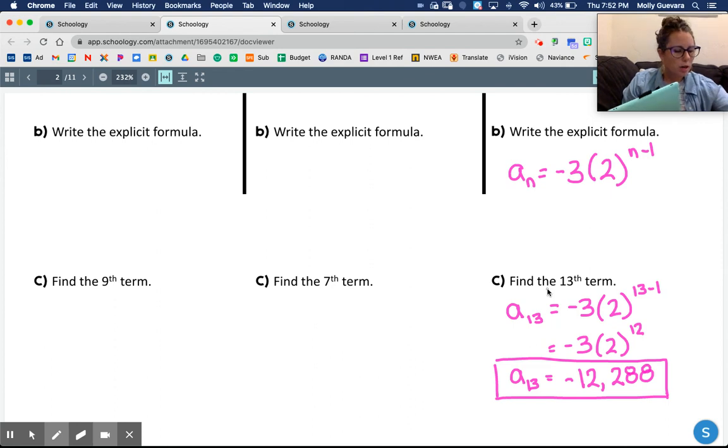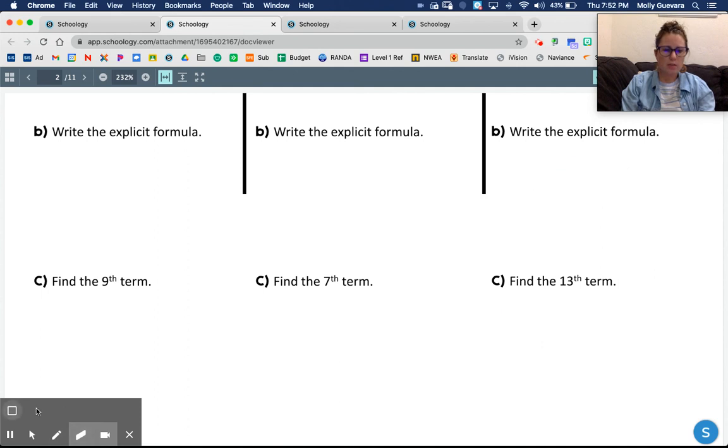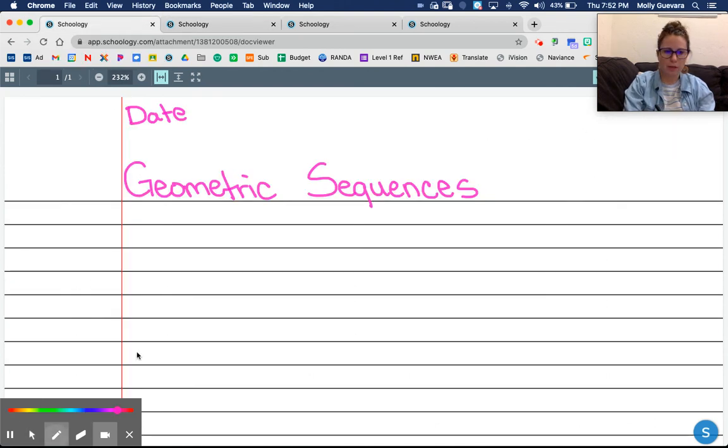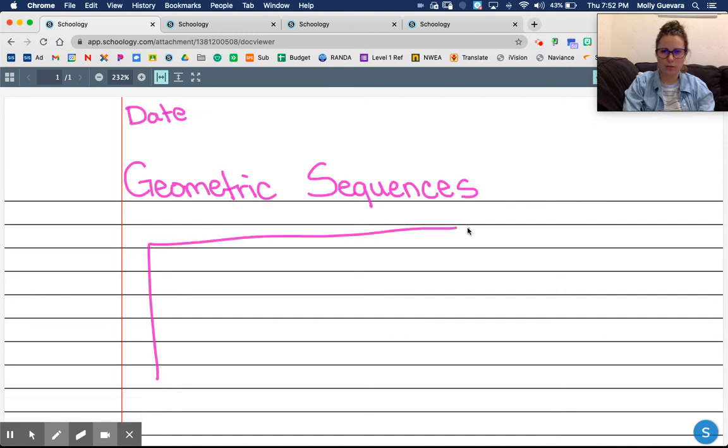The only reason I want to do one more example in our notebook is because if you notice, let's scroll back up, all of these numbers are getting bigger, right? Our multiplier was 3, or what was it? It was 4, negative 3, and 2, right? What if I'm dividing by a number every single time? What does that look like? So let's go back to our notebook. Here's our notebook, right? We're going to glue in our sequence, our foldable, somewhere here, and somewhere on this paper, we want to do another example.